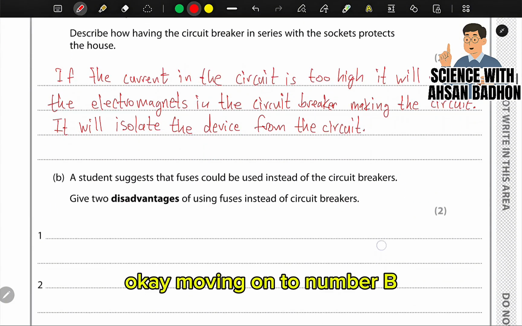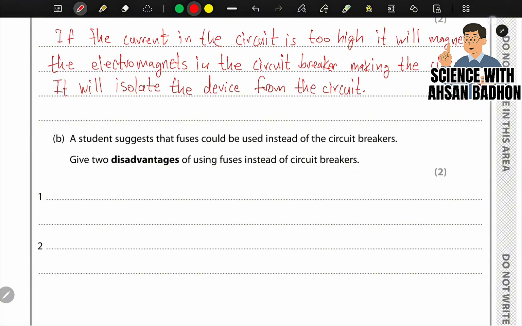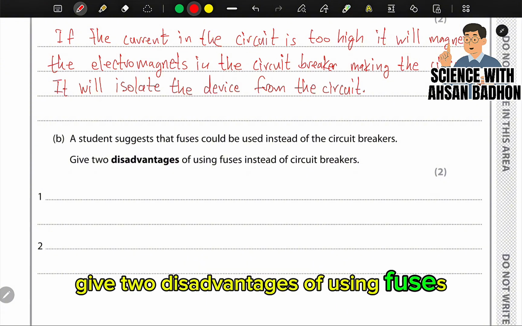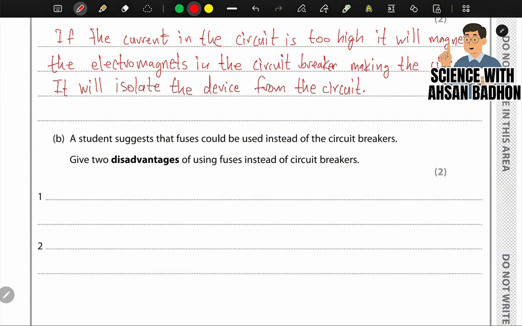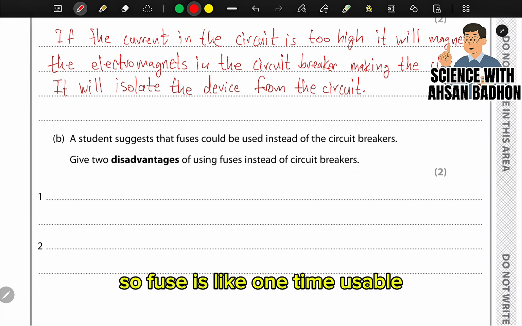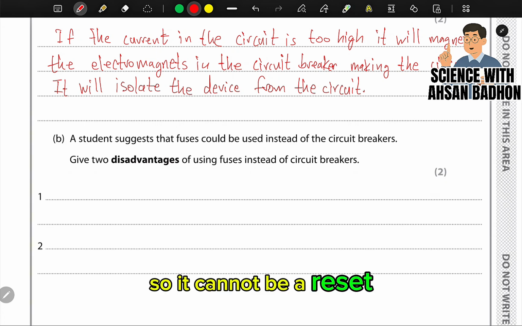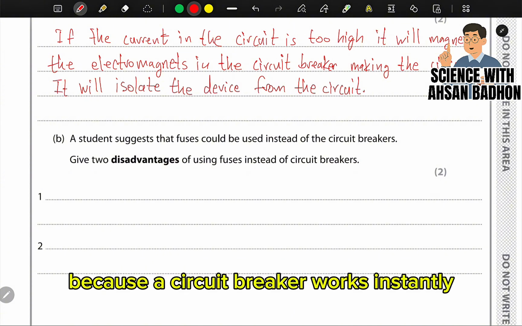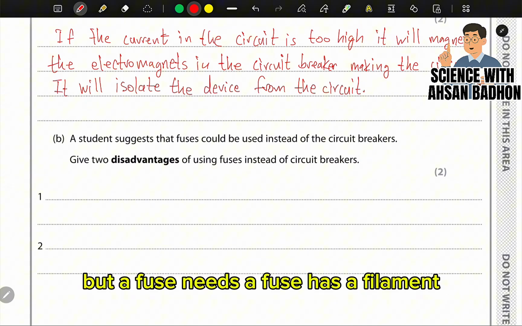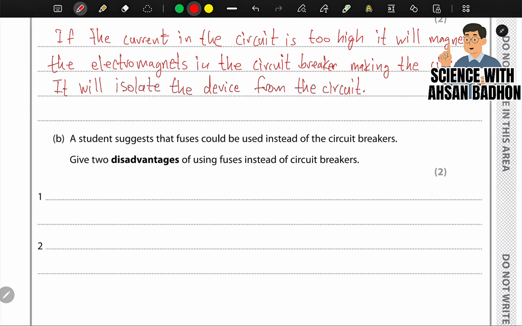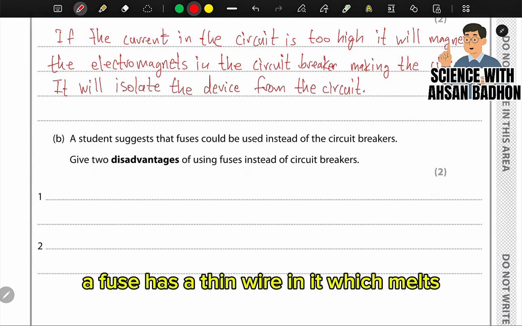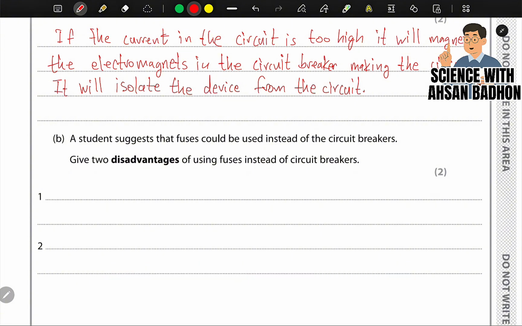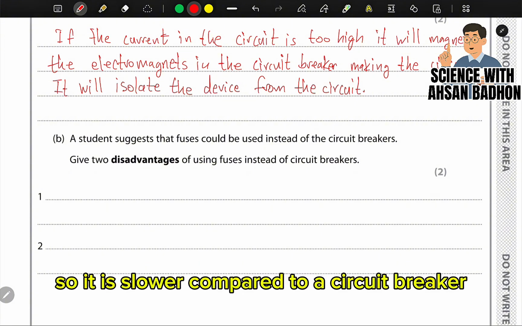Okay, moving on to part B. A student suggests that fuses could be used instead of circuit breakers. Give 2 disadvantages of using fuses instead of circuit breakers. So a fuse is one-time usable, so it cannot be reset, and it is obviously slower than a circuit breaker, because a circuit breaker works instantly, but a fuse has a filament. A fuse has a thin wire in it which melts, then the circuit will break. So it is slower compared to a circuit breaker.